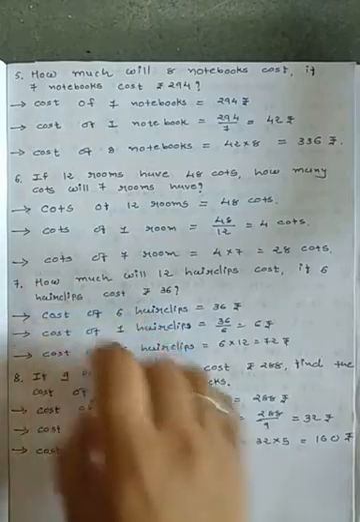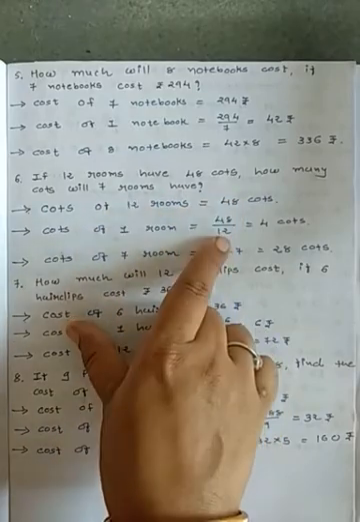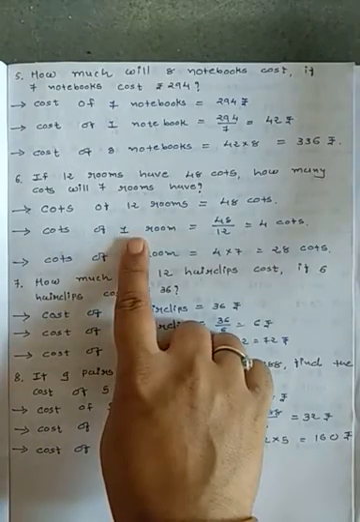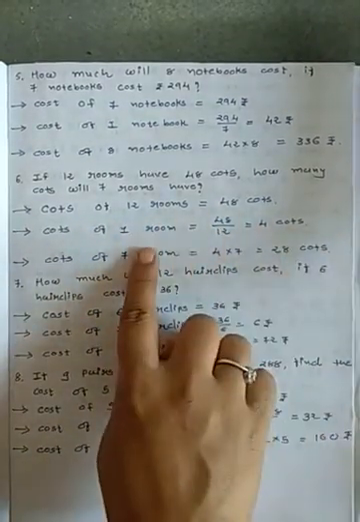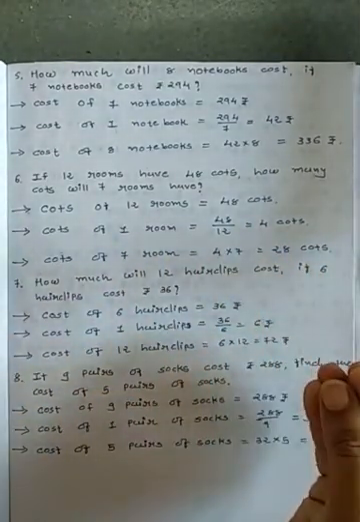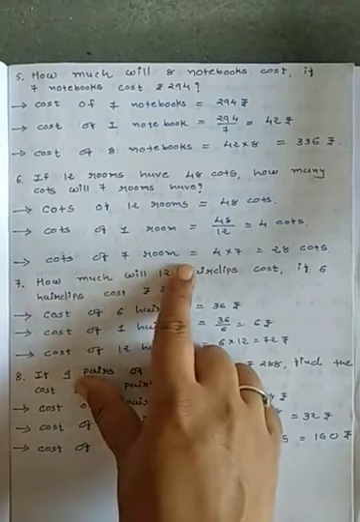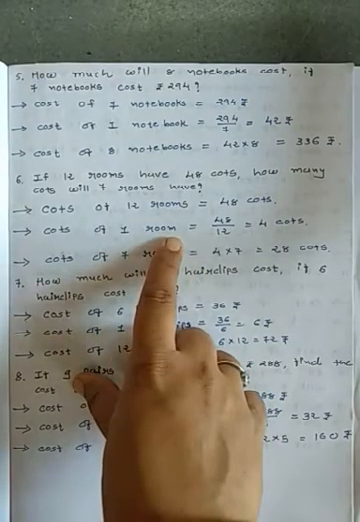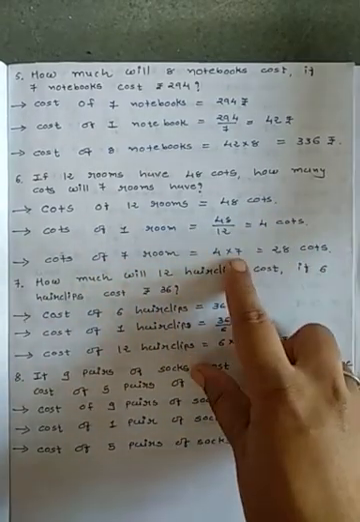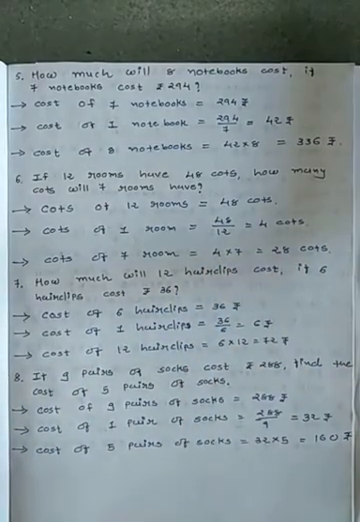So what will we do? We will find the cots of one room. So cots of one room equals 48 divided by 12, that is 4 cots. It means in one room they have 4 cots. In one room they have 4 huts, small huts we can say. Now cots of 7 rooms. We got the cots of one room. Now find the cots of 7 rooms, equal to the cots of one room multiplied with the number of rooms. So 4 into 7 equals 28 cots.